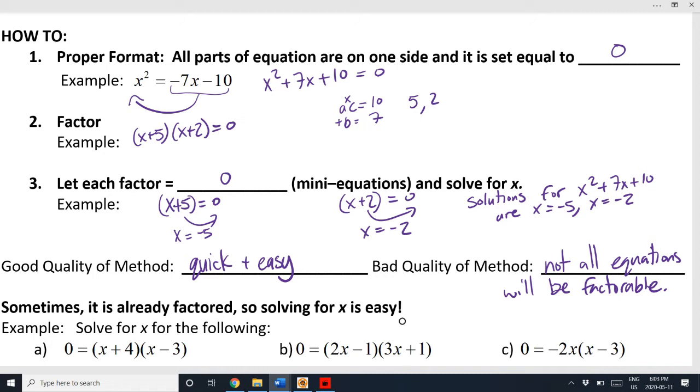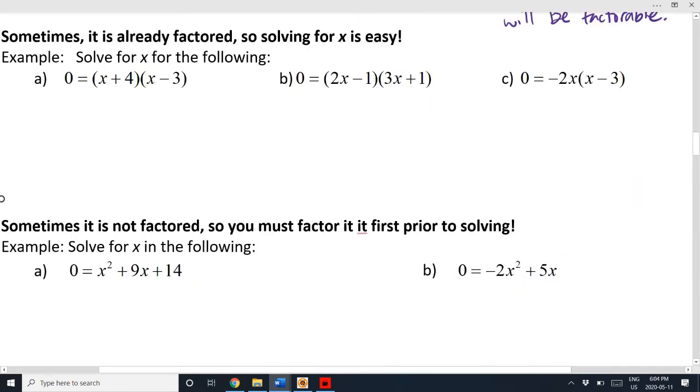But in our later lessons, we're going to learn a technique that will help us solve any equation, even if it's not factorable. Try some more examples. Let's solve for x for the following. Sometimes it's easy if it's already factored. So here we have our factor brackets. We're just going to set each to 0 and solve for x.